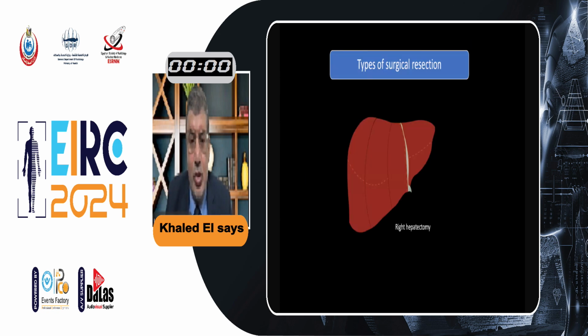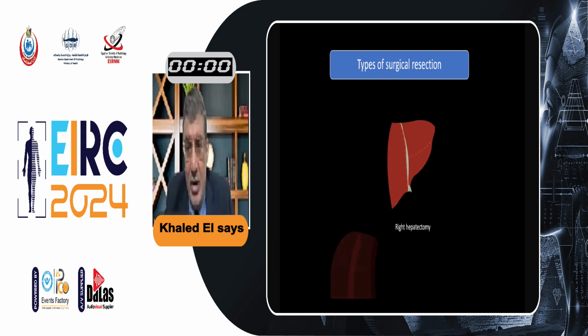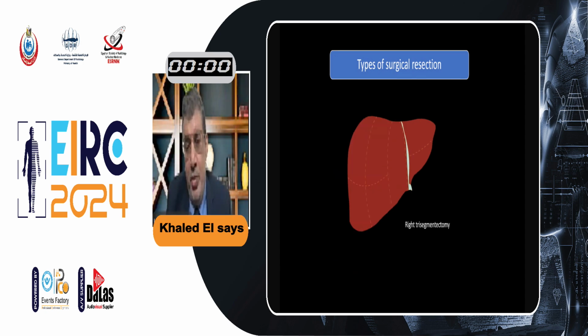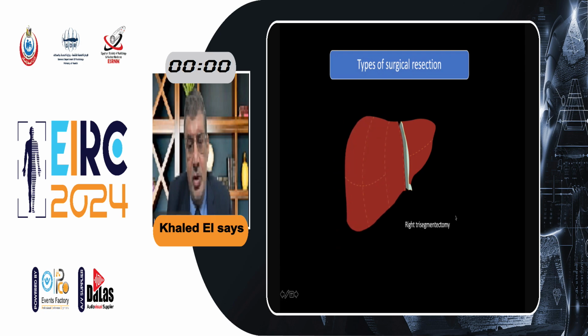So I'm gonna show you some schematics to tell you what the types of surgical resection are that are most well known. This is right hepatectomy, anatomically taking out the entire right lobe. Right trisegmentectomy, or you even sometimes see it as extended right hepatectomy. So you basically take the right lobe out together with segment 4 of the liver. This is extended right hepatectomy, like this.